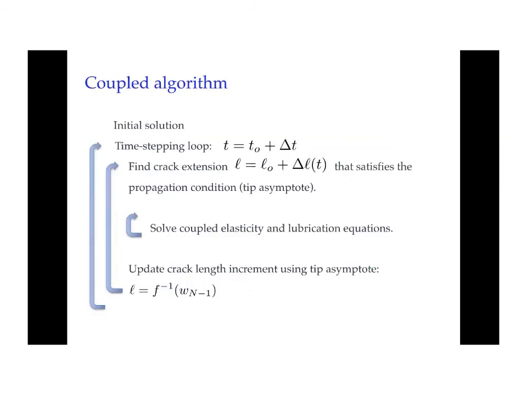So this is how the algorithm steps in time. You have an initial solution, you assume a certain time step, you assume a certain trial crack front location. And for this trial crack extension, delta L, you solve the elasticity and lubrication equations, and then you update your crack length based on the inversion of the tip asymptote, f^-1. This algorithm to find the crack length based on the inversion of the crack tip asymptote is called the implicit level set algorithm. It can be found in the papers of Anthony Peirce from the University of British Columbia. And if you're interested, I can give you the references.